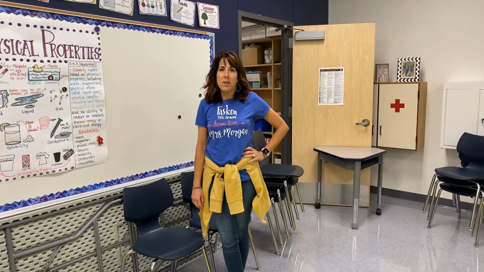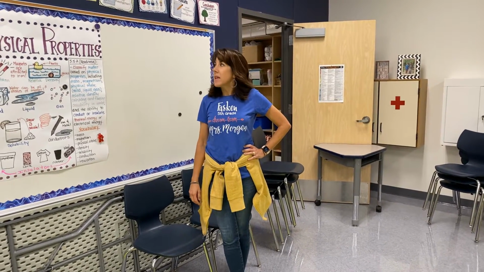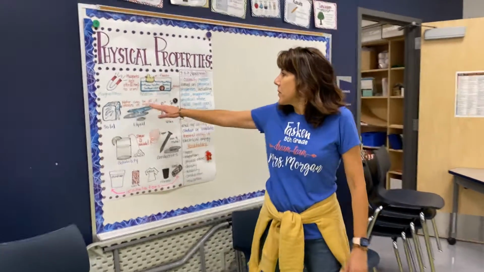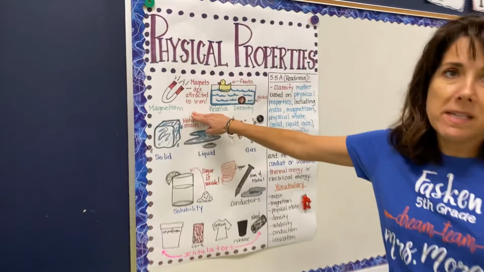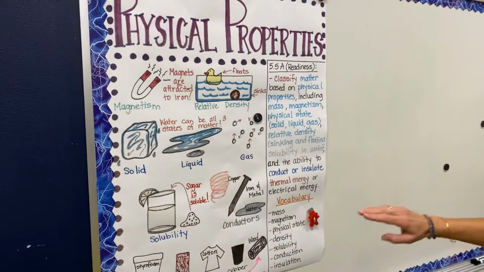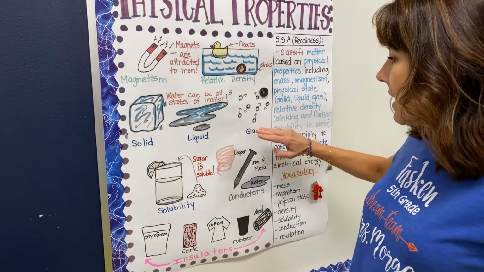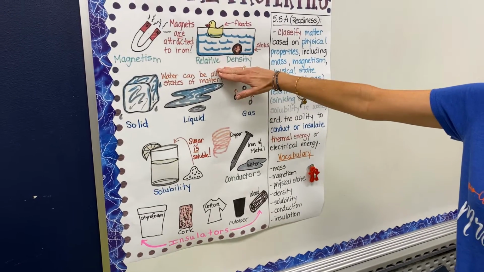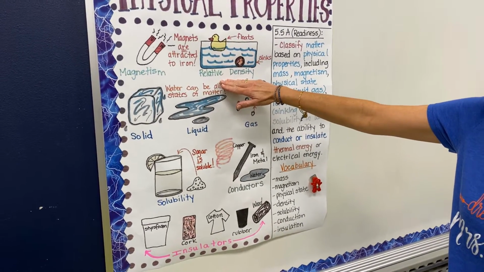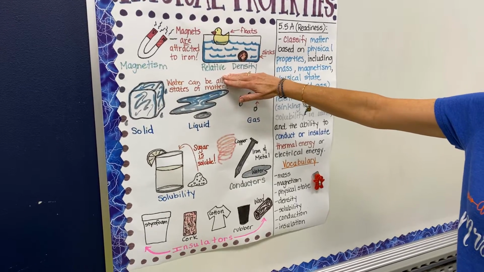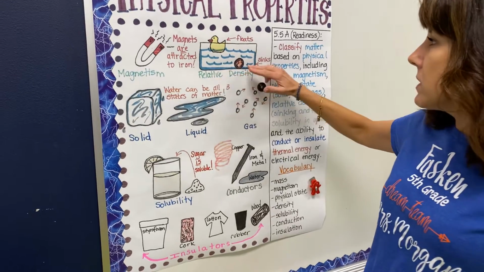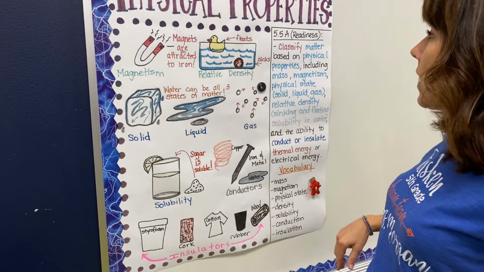Good morning, boys and girls. Today we are working on physical properties, and we have mastered magnetism. We have mastered solid, liquid, and gas. And today we are going to work on relative density. So relative density is how thick something is. Relative is if it will sink or float in water.